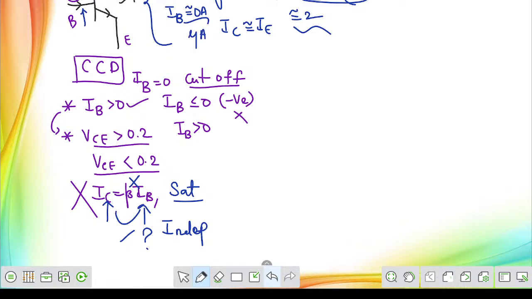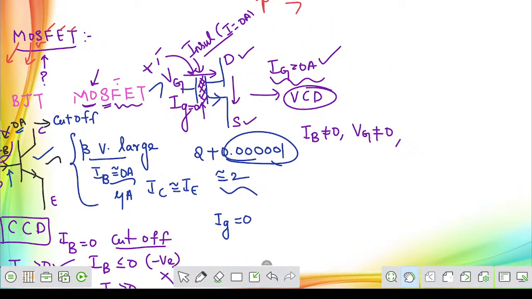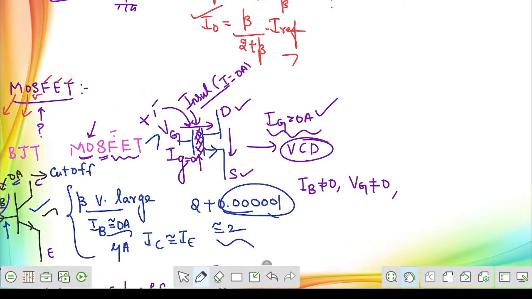In the active region, you can use all these relations. Now coming to MOSFET, as I told, the value of gate current will be 0. So only one current will be there, that is called drain current. The current that is draining, that is going from drain to source.